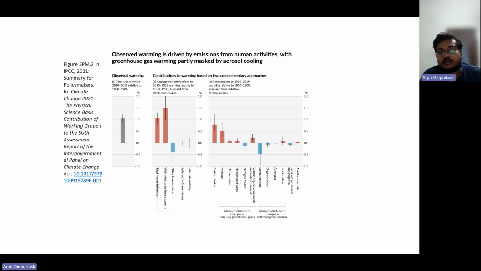For example, carbon dioxide is linked with the warming because there has been an increase in the amount of carbon dioxide here, right? And then we have methane and so on and so forth. We have some things like sulfur dioxide and organic carbon, which decrease the temperature, positively affecting global warming by preventing it. But what we see overall is the observed warming is higher, right?